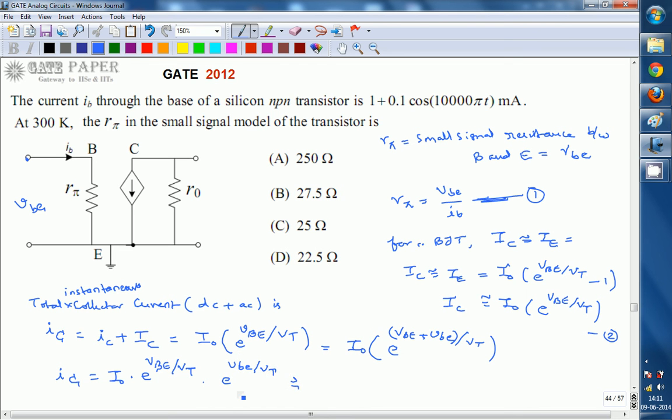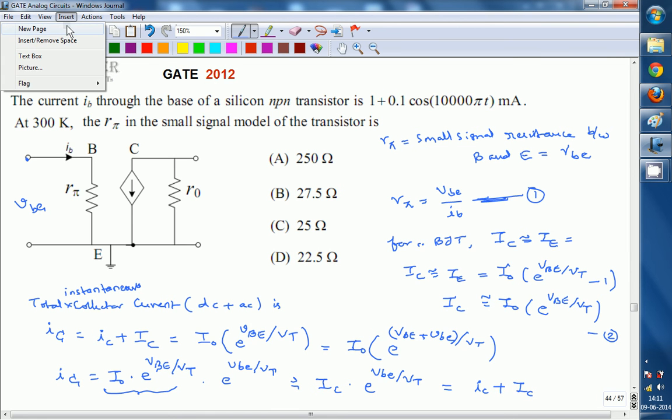So from this one, it is approximately equal to I naught into this value, which if you check is equal to capital IC itself. So this can be written as capital IC into e power small vbe divided by VT. This is the instantaneous value of collector current, which includes AC collector current as well as DC collector current. From this equation we will write this one.